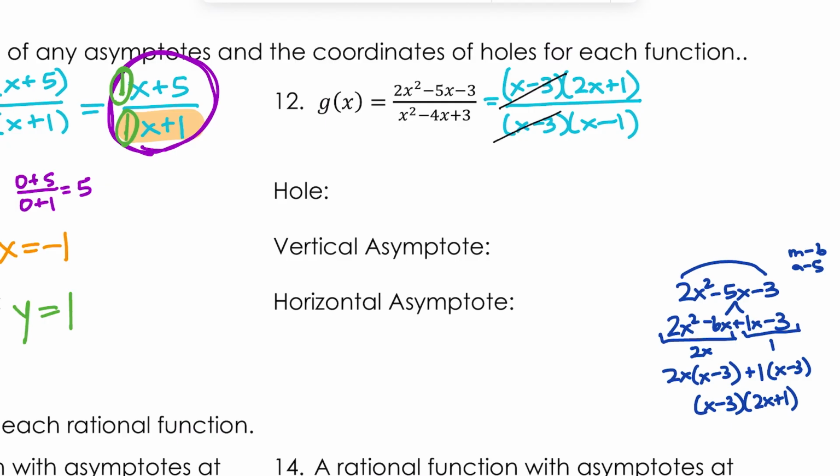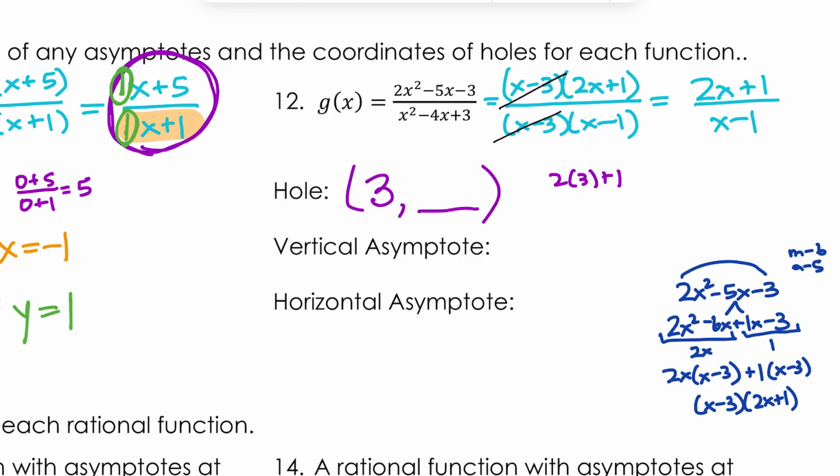So the x value is going to be 3 comma something. And remember that something comes from our simplified version. So if I plug in 3 to that, 2 times 3 plus 1, that's 7. And then 3 minus 1 is 2. So 7 halves, or 3.5. That is the coordinates of our hole.